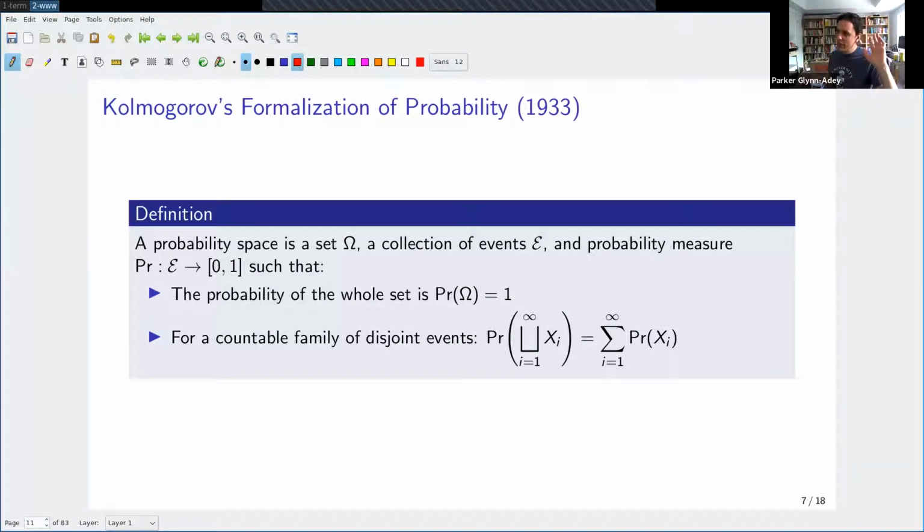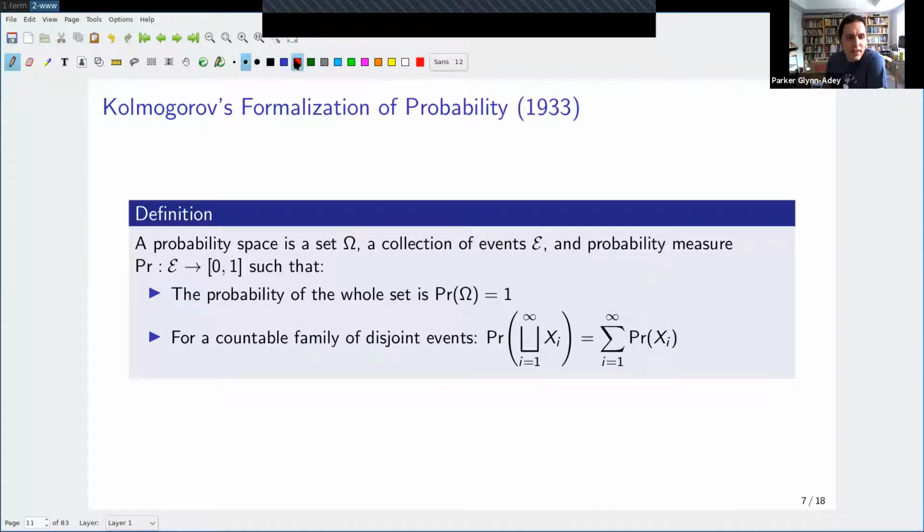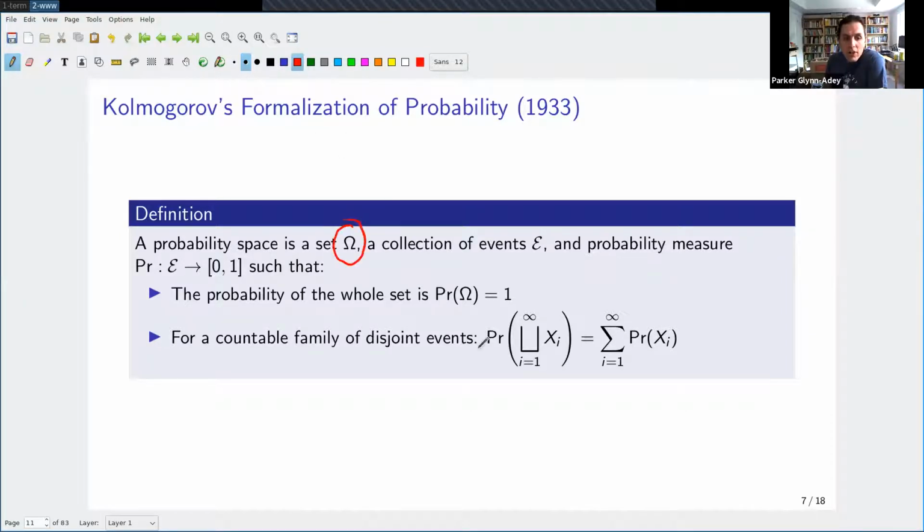Here are the rules of probability according to Kolmogorov. Again, this is pretty recent stuff, 1933. And what do you have? You have a set omega of all possible events. These are all the events that can possibly happen. Then you have a probability that says the probability of all things happening is 1. And the probability of a bunch of disjoint events happening adds up.